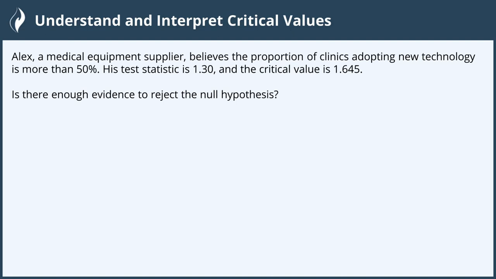Hi everyone. In this video, we will understand and interpret critical values. Alex, a medical equipment supplier, believes the proportion of clinics adopting new technology is more than 50%. His test statistic is 1.3, and the critical value is 1.645. Is there enough evidence to reject the null hypothesis?